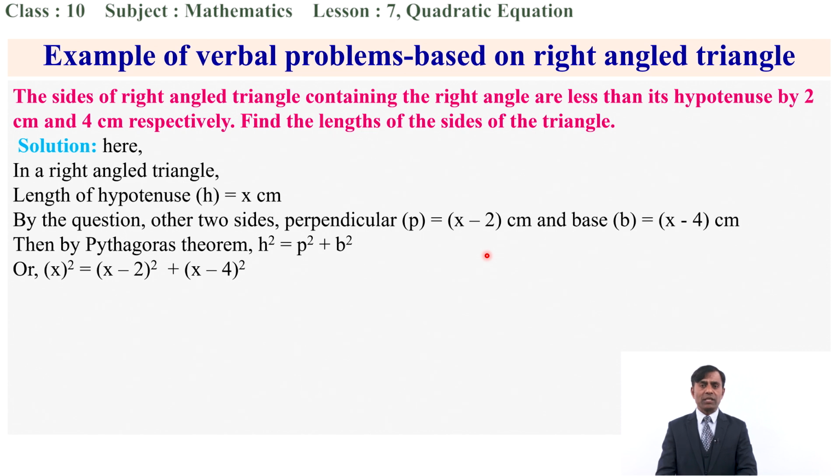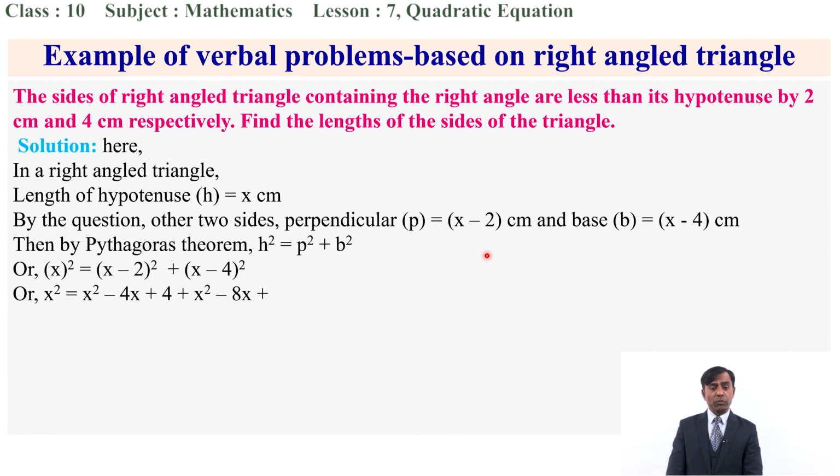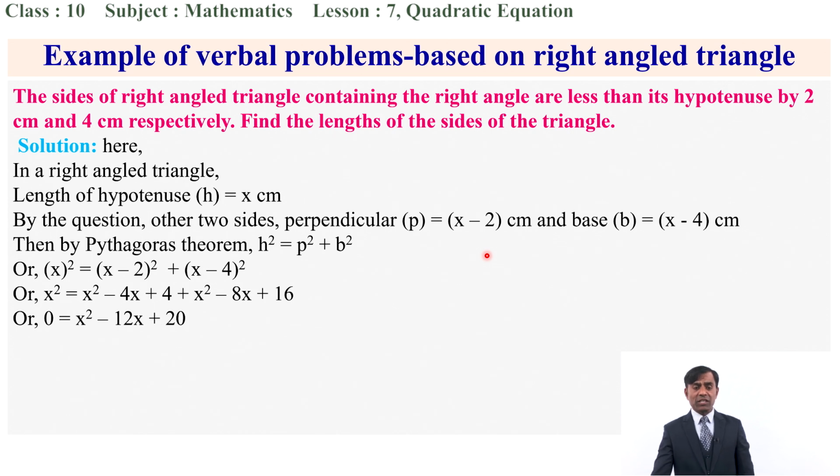Now on the RHS, open using the a minus b whole square formula. It becomes x square minus 4x plus 4 plus x square minus 8x plus 16. Then x square from RHS and x square from LHS cancel. So on the LHS we don't have any term, so 0. 0 is equal to x square, minus 4x minus 8x, that is minus 12x, and 16 plus 4, that is 20. Now we got a quadratic equation.